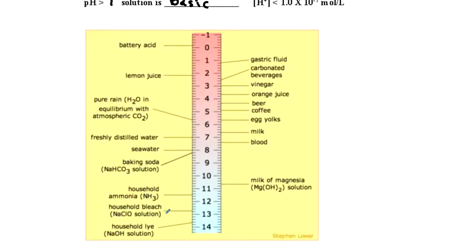Lots of cleaning substances or cleaning chemicals are basic. Milk of magnesia, I don't know that anyone would have that in their house, but you may have bleach, for instance. Doubtful if you have household lye, but usually drain cleaner and stuff like that, those are all basic and have quite high pH values.